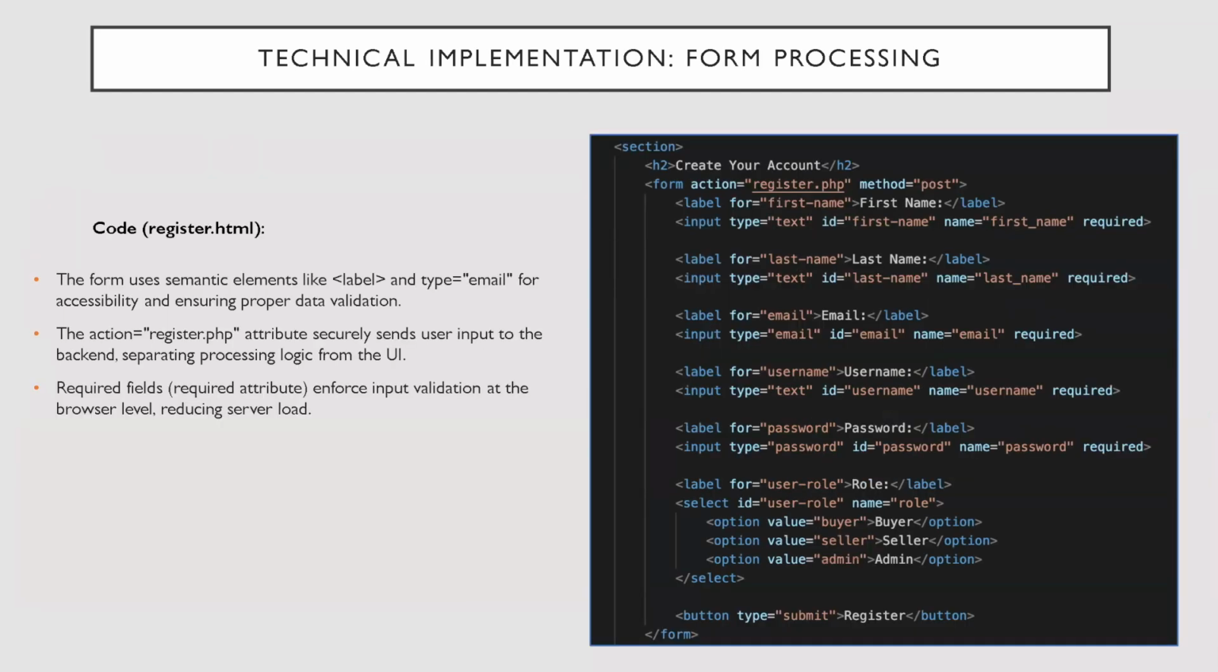Technical implementation, form processing, code register.html. The form uses semantic elements like label and type email for accessibility, ensuring proper data validation. The action equals register.php attribute securely sends user input to the backend, separating processing logic from the UI. Required fields, the required attribute, enforce input validation at the browser level, reducing server load.